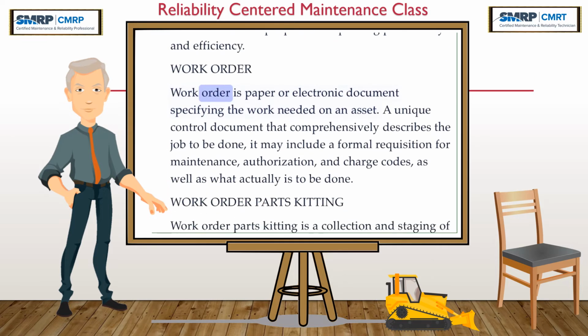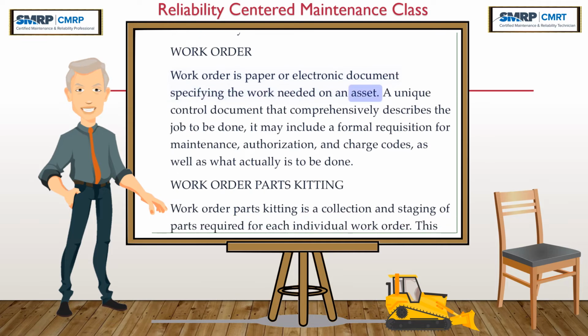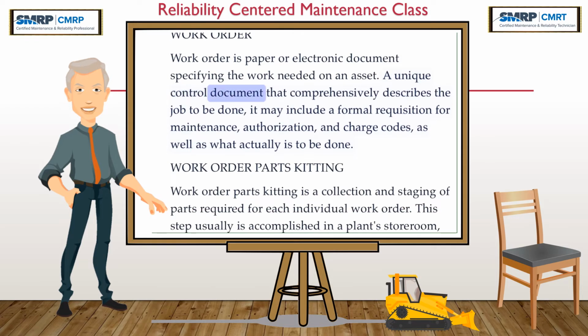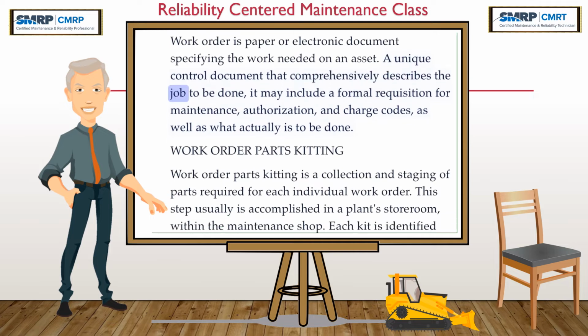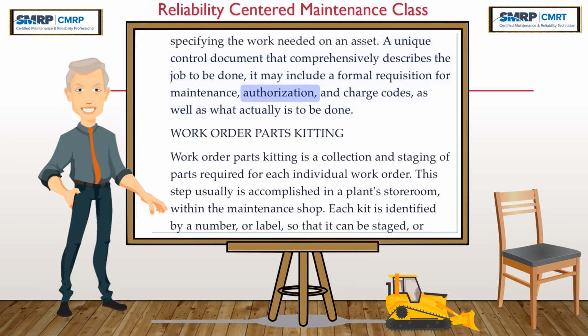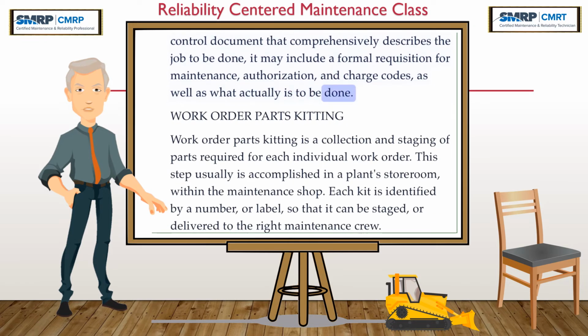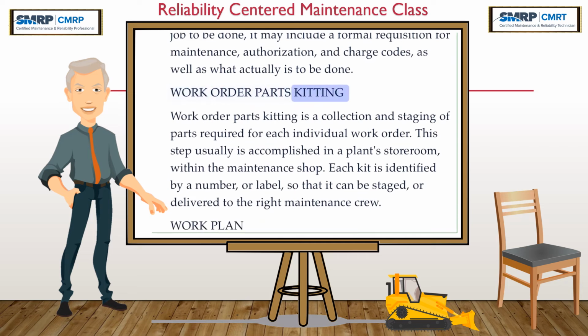Work order. Work order is a paper or electronic document specifying the work needed on an asset. A unique control document that comprehensively describes the job to be done. It may include a formal requisition for maintenance, authorization, and charge codes, as well as what actually is to be done.